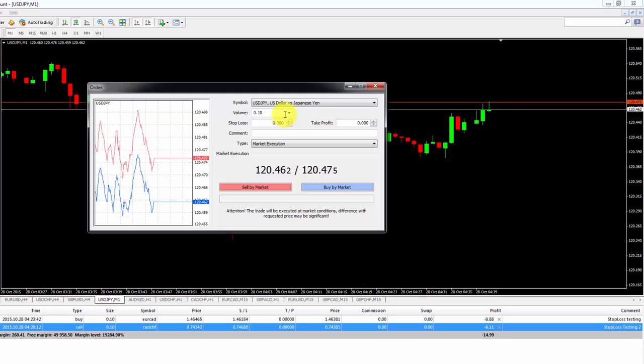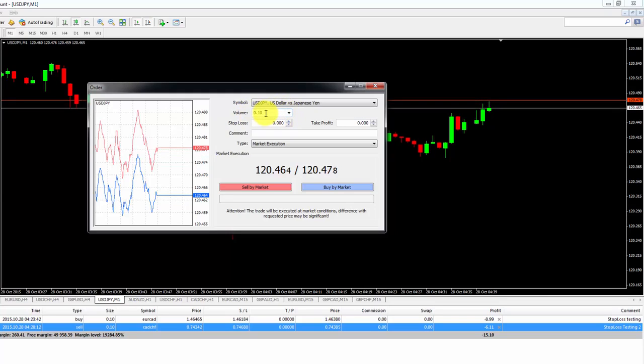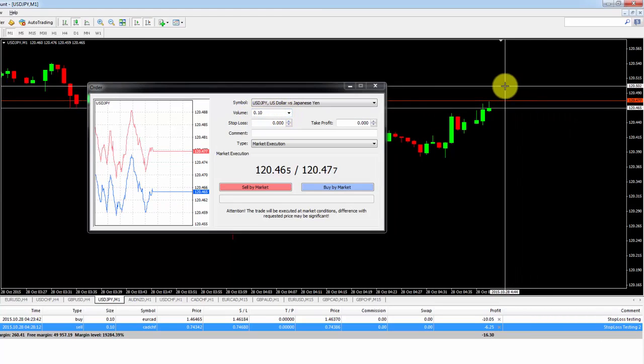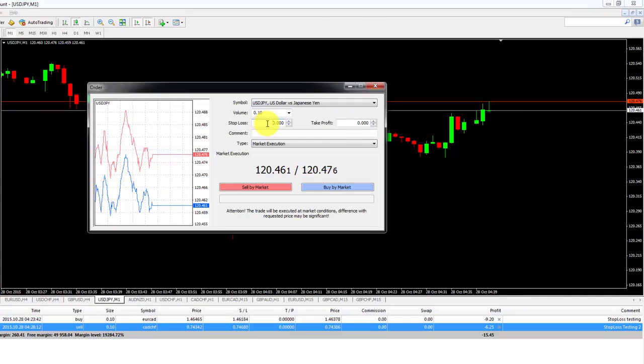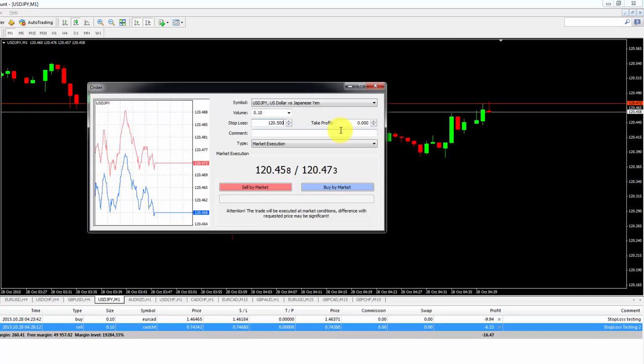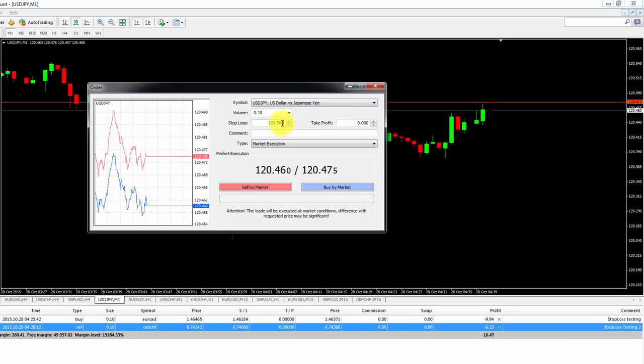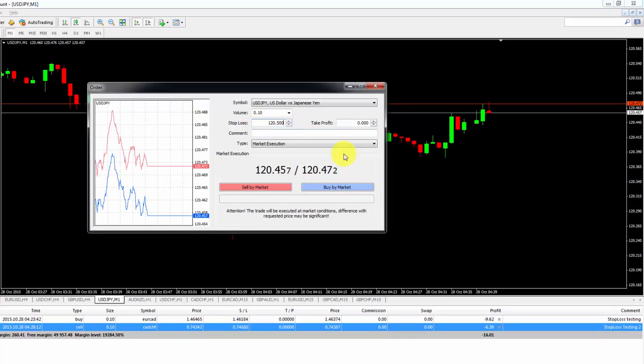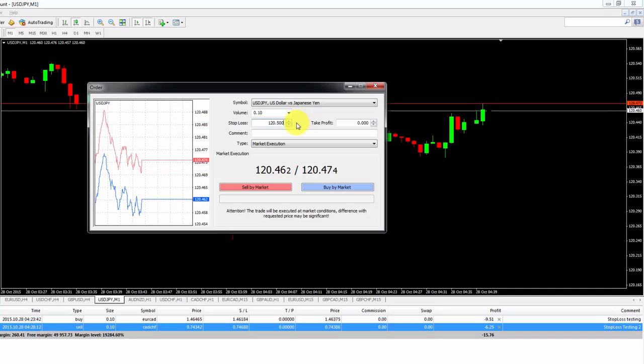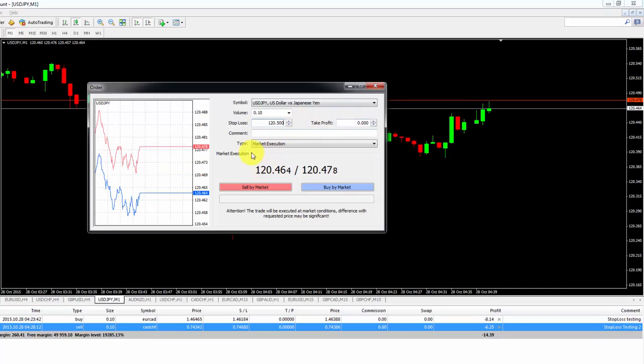New order. We're going to create a buy order with volume 0.1. Stop loss we want to set at 120.500. As you can see, by the way, the quotation for Japanese yen currency pairs are different, so they don't have 5 decimal points, they only have 3 decimal points behind them, and that's because that's how Japanese yen currency pairs are quoted. So just keep that in account.